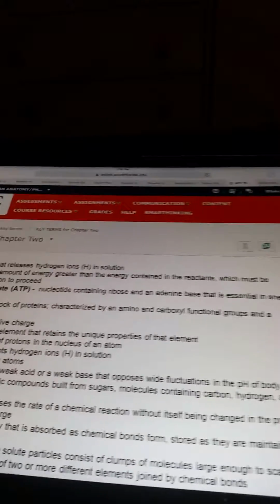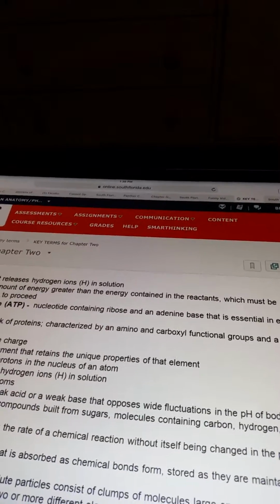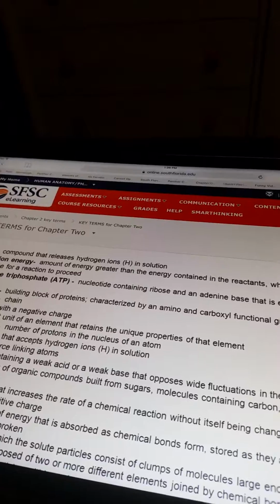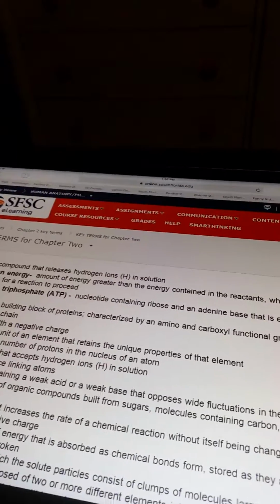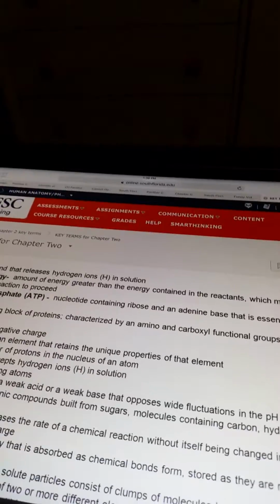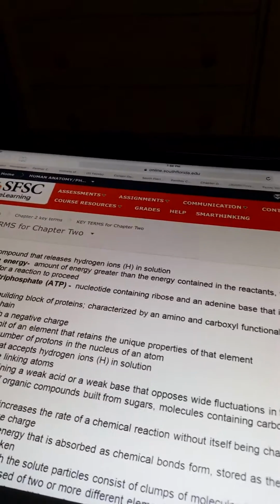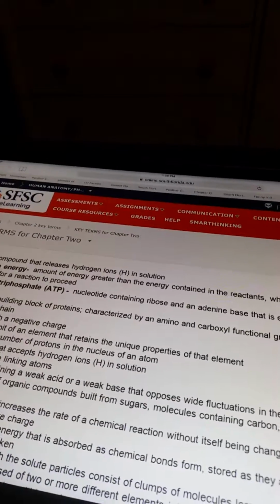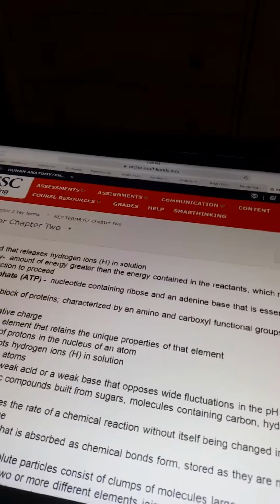Key terms for Chapter 2. Acid, compound that releases hydrogen ions in solution. Activation energy, amount of energy greater than the energy contained in the reactants, which must be overcome for a reaction to proceed.